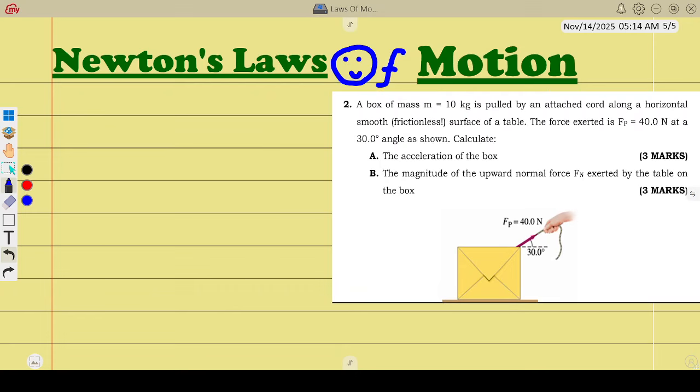So we have this situation here: a box with a mass of 10 kg being attached to this horizontal cord. And then the force is 40 newtons at an angle of 30 degrees. Question A, find the acceleration of the box. So here, we want to find the acceleration of the box, so you can draw a free body diagram.